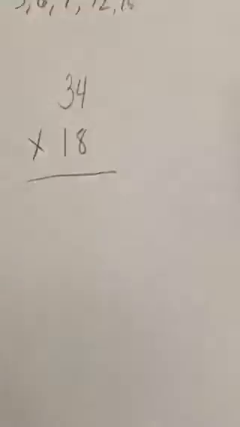Now, if I'm going to do a double digit, that just means 2 numbers, a number in the tens place and in the ones place. I'm going to do 34 times 18. I'm just making up numbers. 8 times 4, I'm doing the shortcut method right now. 8 times 4 is 32.